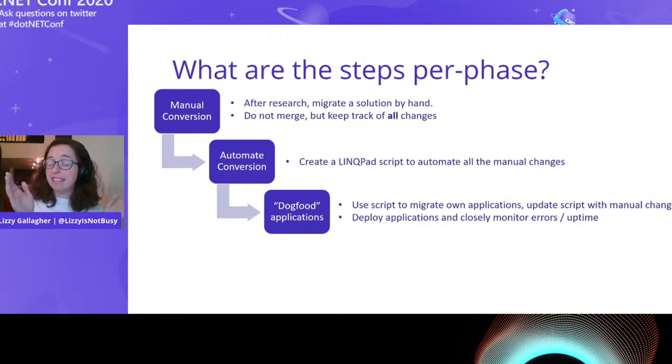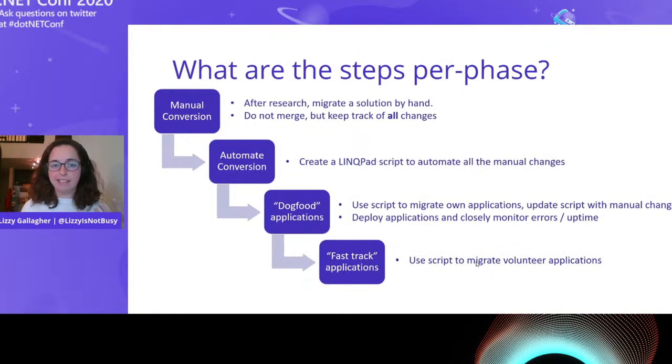And if we ran the automation script and there was a little bit more left to do manually, we would take that learning and fold it back into the script, improving it with each application that we were migrating. And so after migrating a handful of our own applications, we released our migrations to what we called our fast track teams. So let me explain.